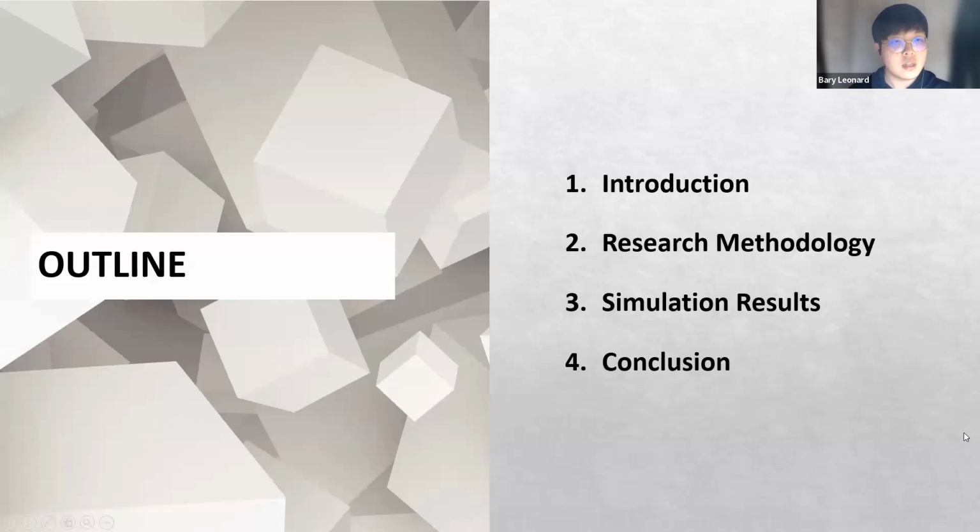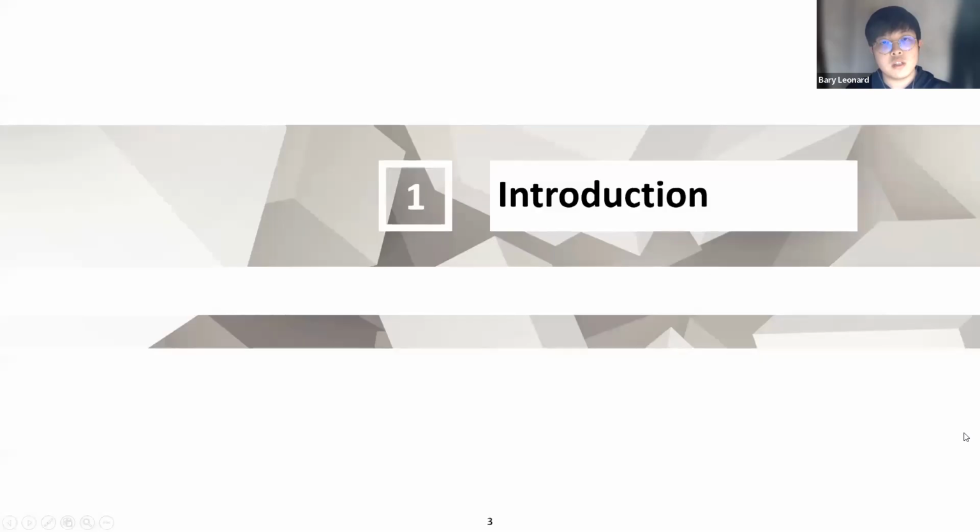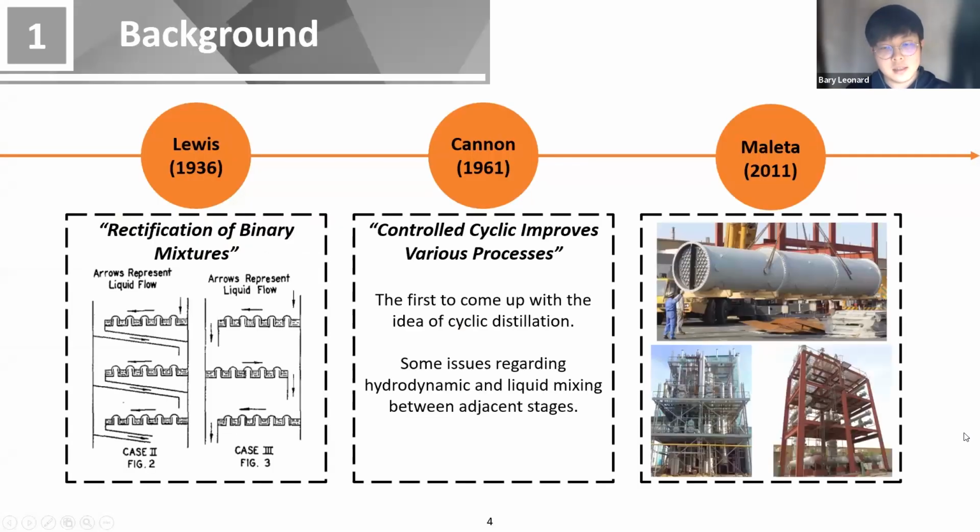In my talk today, I will first try to introduce what kind of system cyclic distillation is, and how exactly we are able to simulate this kind of system using Aspen Dynamics Simulator, then our simulation results, and lastly our conclusion. So for the introduction, we know that distillation column technology is a very energy intensive technology, and it requires a lot of operating costs in the form of energy.